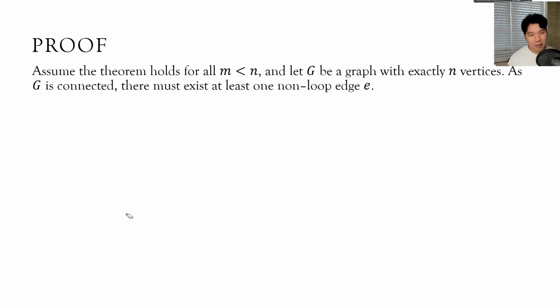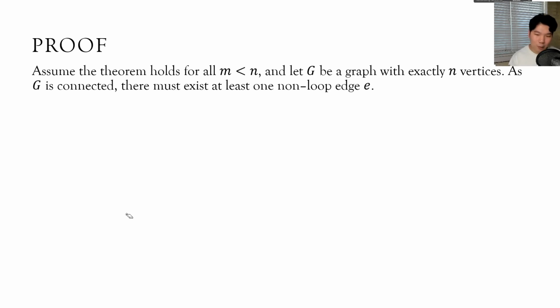Our inductive step says, assume the theorem holds all the way up to some fixed number n. We don't know what that number is, but we can assume it works up to some fixed number. And now let's consider a graph with exactly n vertices. As G is connected, then we know there must exist at least 1 non-loop edge E.